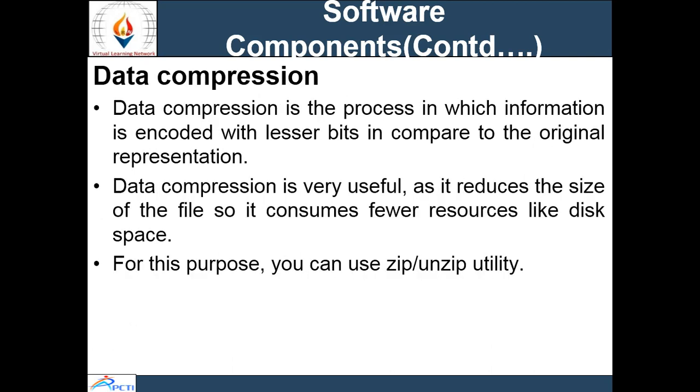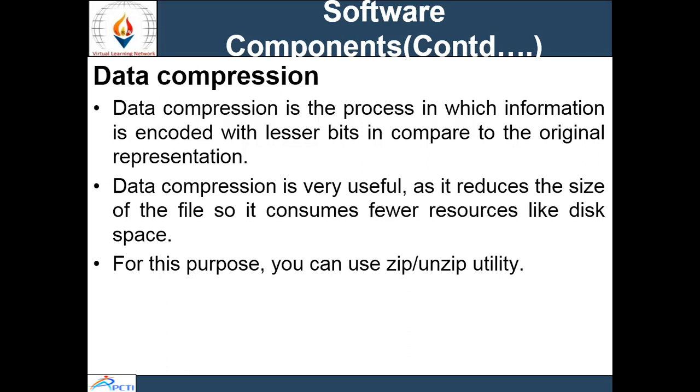Data compression. Data compression is the process in which information is encoded with fewer bits compared to the original representation. Data compression is very useful as it reduces the size of the file so it consumes fewer resources like disk space. For this purpose, you can use the zip unzip utility.